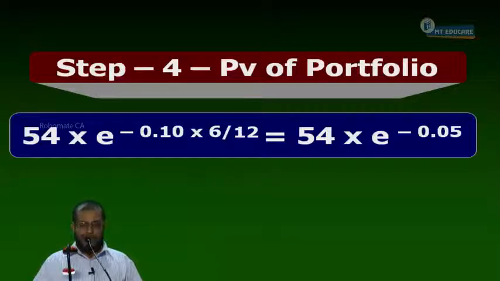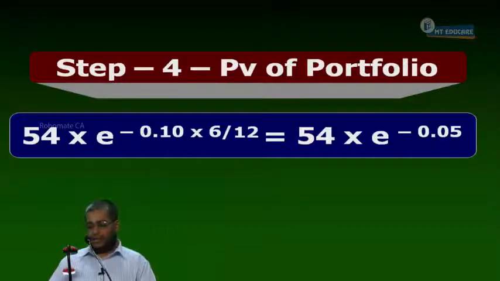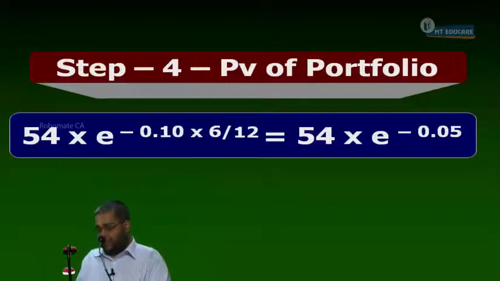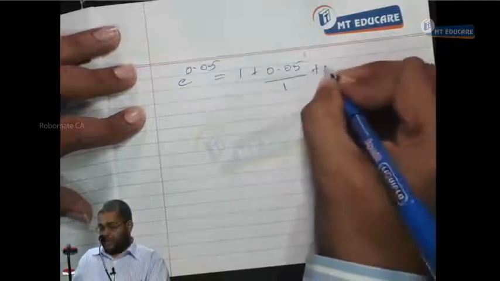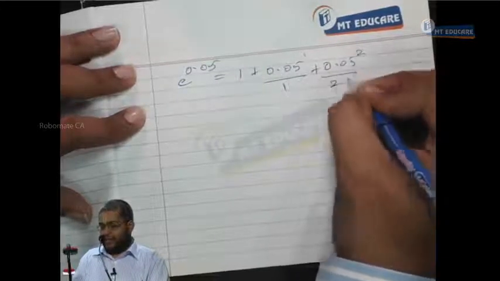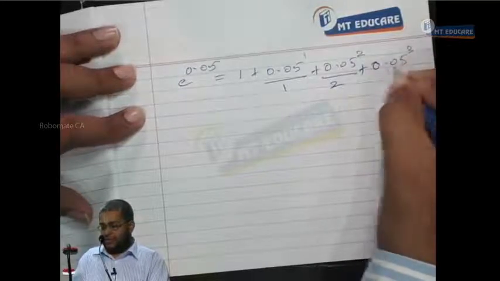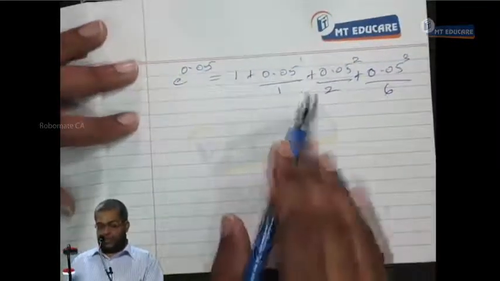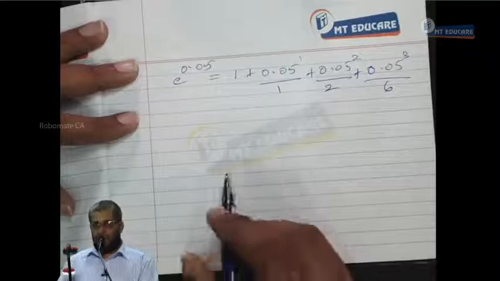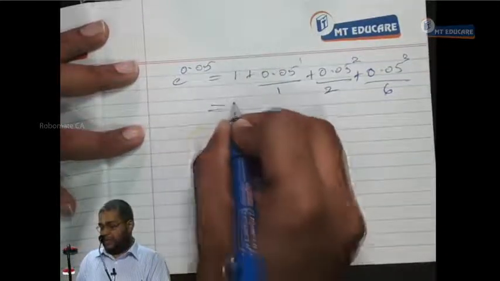Now, can we do the e power minus 0.05 calculation? Next. Please, let us do it together here. Don't be ahead of me. e power 0.05 is equal to... Write the calculation. It is equal to 1 plus 0.05 plus 0.05 squared divided by 2 plus 0.05 cubed divided by 6. I want a number. What number here?